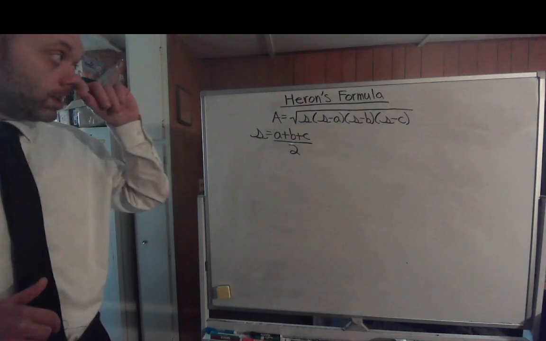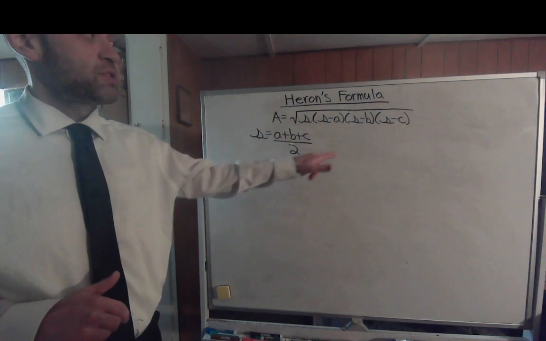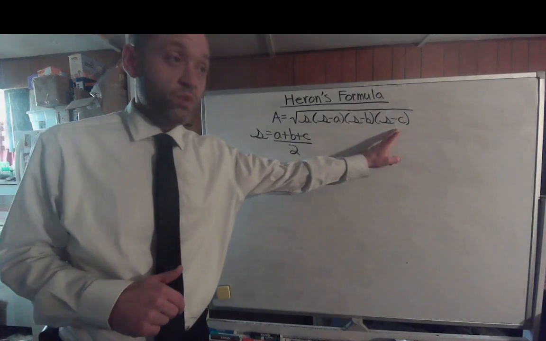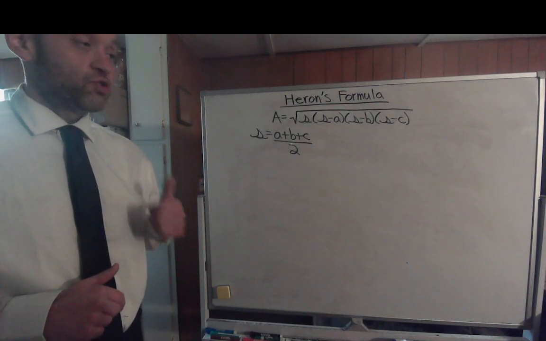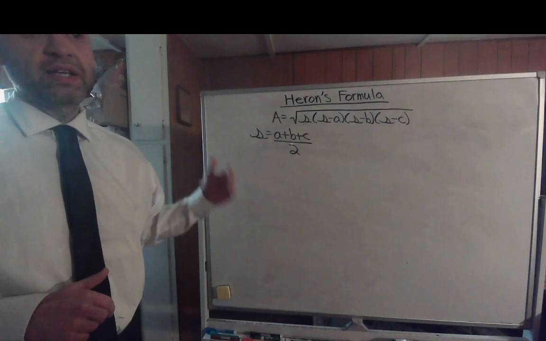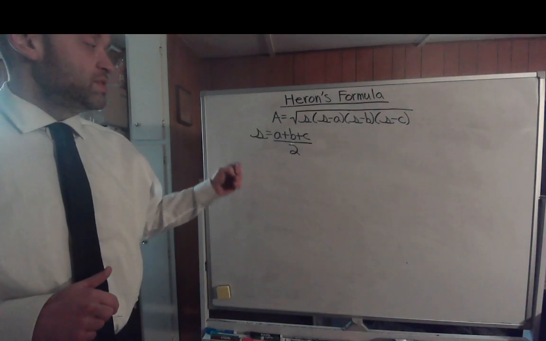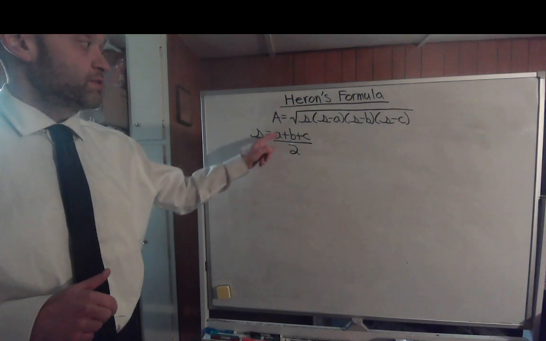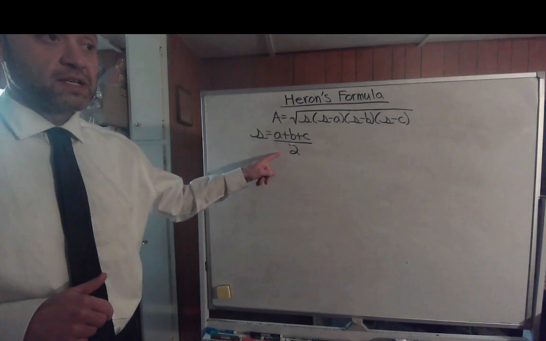So the formula is the area equals the square root of the quantity of s times the quantity of s minus a times the quantity of s minus b times the quantity of s minus c, where you have sides a, b, and c in your triangle. You're probably wondering, what the heck is s? That's your semi-perimeter or half perimeter of the triangle. You take your three sides, add them together, and divide that by 2 to get your s.